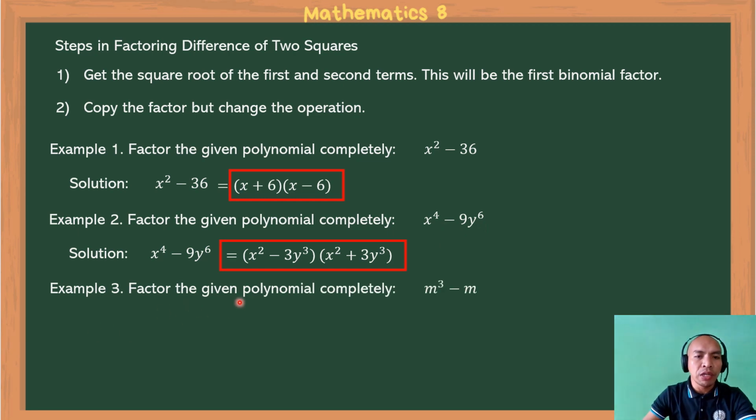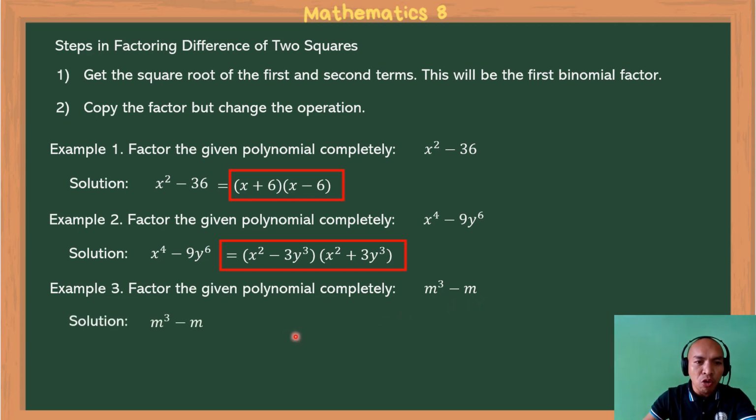So this is now the factored form of that given expression. Next problem. Factor the given polynomial completely: m to the power of 3 minus m. As you can see, in this problem, m to the power of 3 is not a perfect square, because 3 is not divisible by 2. The same goes with m. So how can we factor this? In our previous lesson, we can consider these two quantities as having a common monomial factor. Before we conclude that this polynomial is prime or not factorable, we have to do everything.